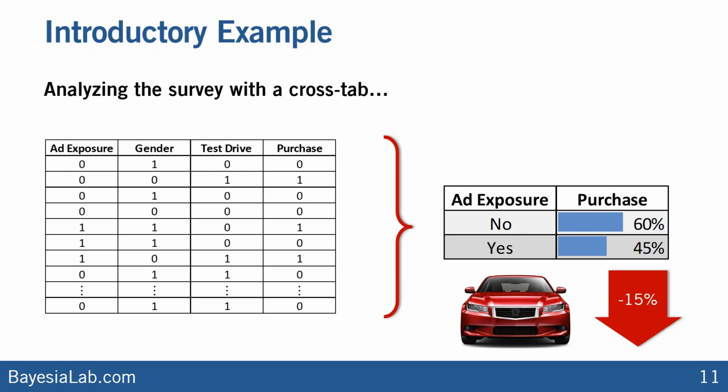It appears, when you summarize all 1,000 responses, that those individuals who did not see the ad purchased the generic brand at a 60% rate. For those who saw the ad, they purchased the vehicle at a 45% rate, a drop of 15%. So that is obviously very troubling, and that you perhaps don't want to share with your VP of marketing straight away.